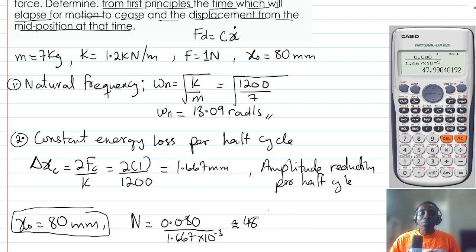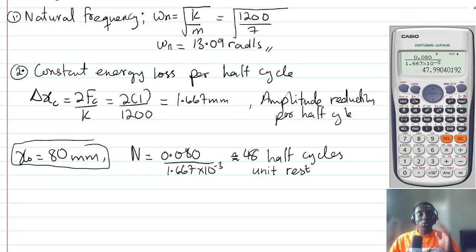Half cycles until rest. So half cycles until rest. Okay, so that's what it means, that it will be doing this until it finally comes to rest. 48 half cycles. That's basically what we are trying to say.